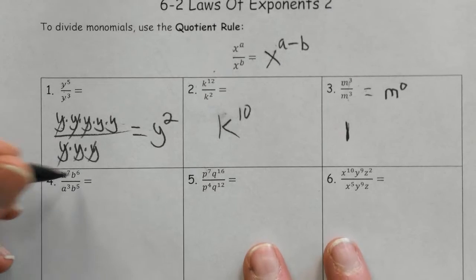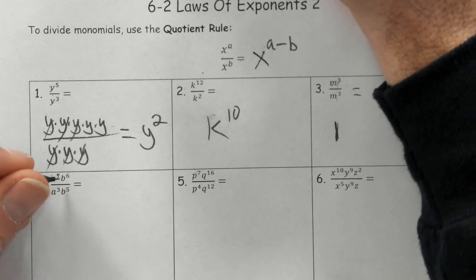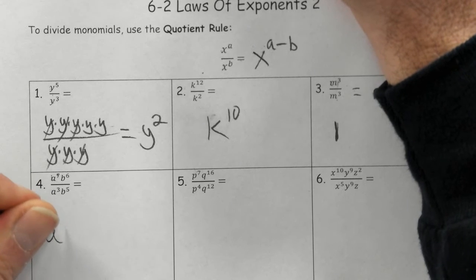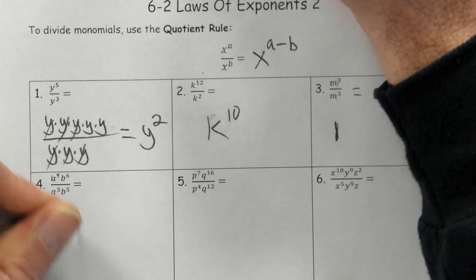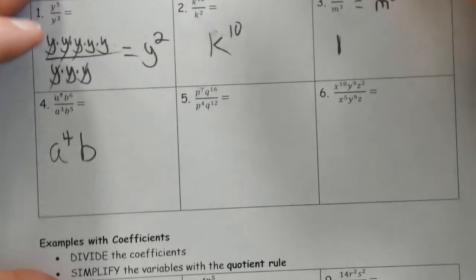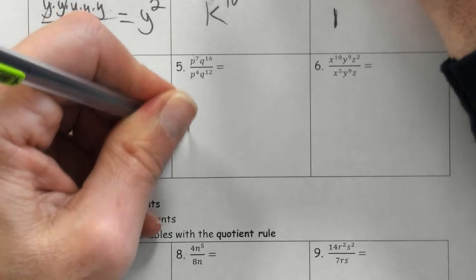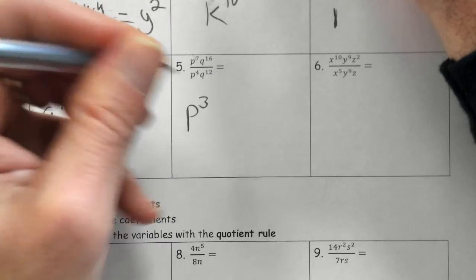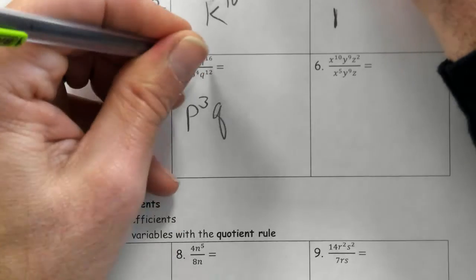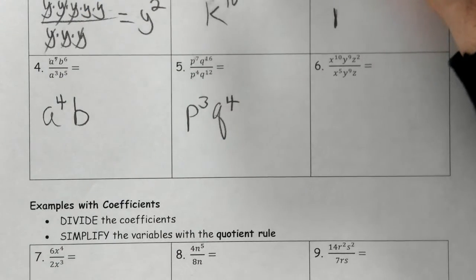All right, so on this one, we've got 2 letters to contend with here. No matter, we'll still use our quotient rule. So a to the 7th over a to the 3rd, I need 7 minus 3, which is a to the 4th. And 6 minus 5, which would be b to the 1st power. So since that's 1st power, I just have to write b. I don't even have to write the 1. All right, so the next one we're looking at, I've got p to the 7th over p to the 4th. Well, what's 7 minus 4? That's 3. And I've got q next. 16 minus 12 leaves me with 4. So there's the answer there.